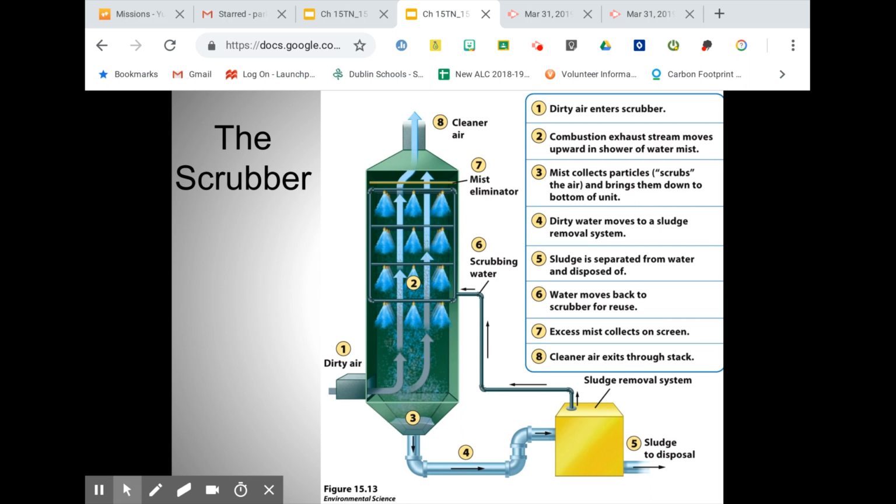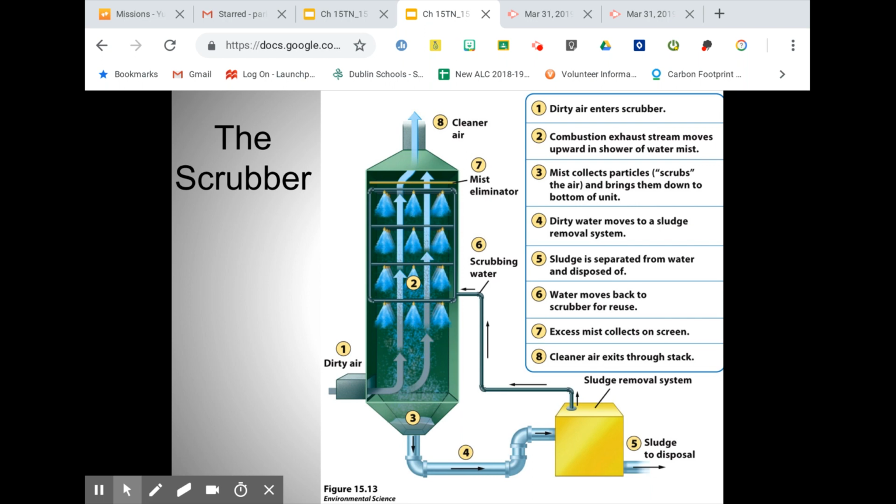All right, so it's a super easy diagram to follow. Dirty air enters, as you can see at number 1. You take that combustion exhaust and it gets rained on. So this uses water. This is scrubbing water. And basically what happens is that the mist collects the particles and brings them to the bottom of the unit.